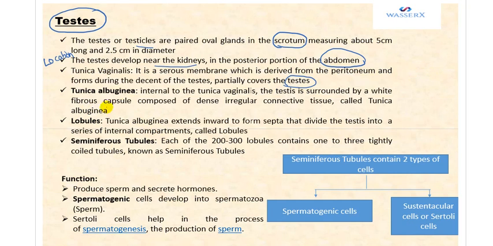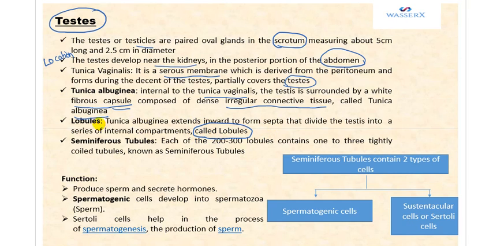And what is the tunica albuginea? Internal to the tunica vaginalis, the testis is surrounded by a white fibrous capsule. So this is a serous membrane and this is a fibrous capsule, right? It is composed of dense irregular connective tissue called the tunica albuginea. Now what are the lobules? The tunica albuginea extends inward to form septa that divide the testis into a series of internal compartments called lobules. I'll show you the diagram, and then it will become very clear to you.